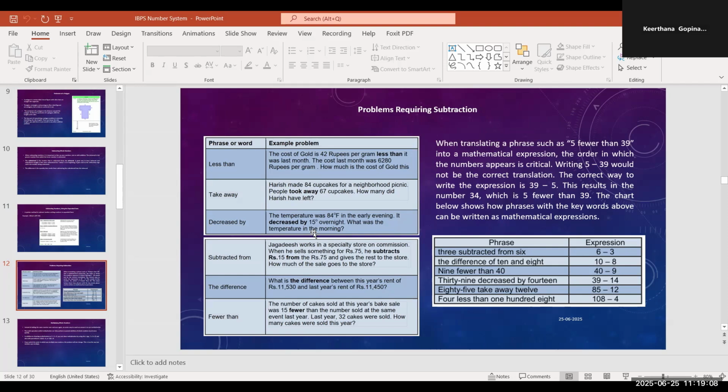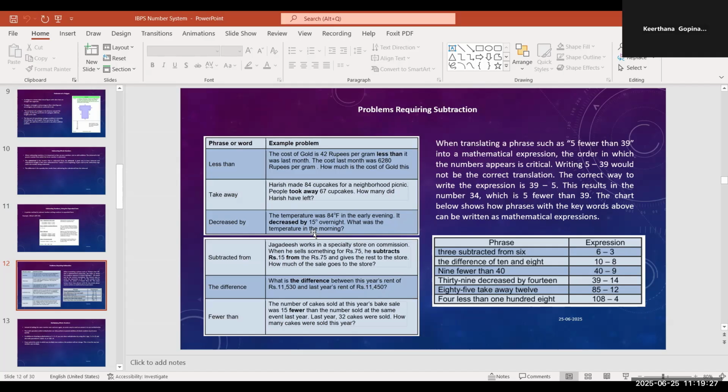It will be 6238, ma. It's just 42 rupees less, right? 80 minus 42 is what? 38. Yeah, okay. And the 62 is remaining the same, no?